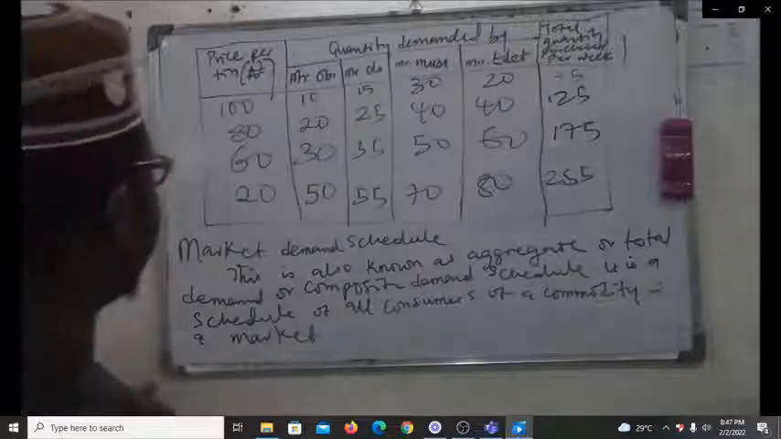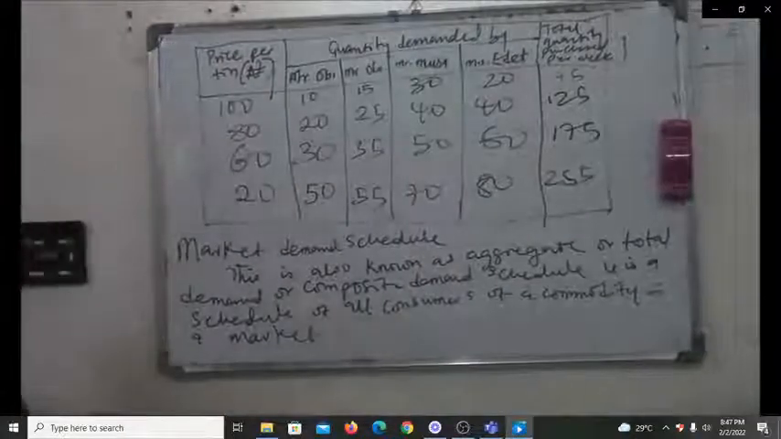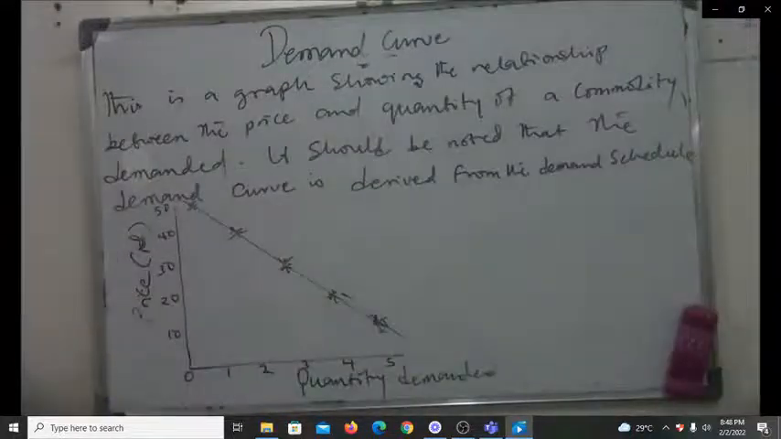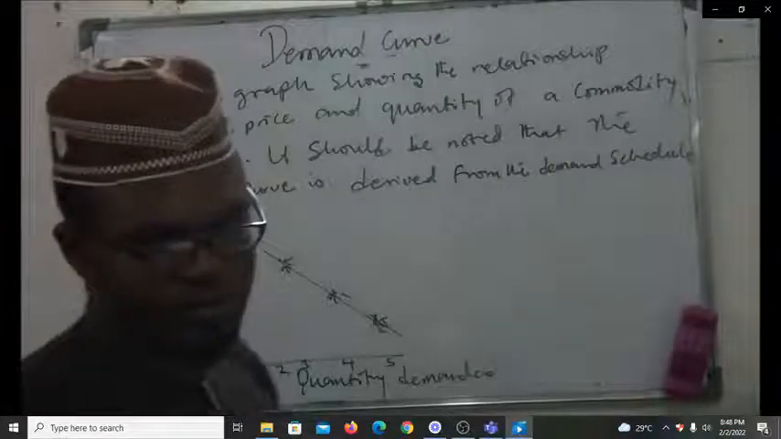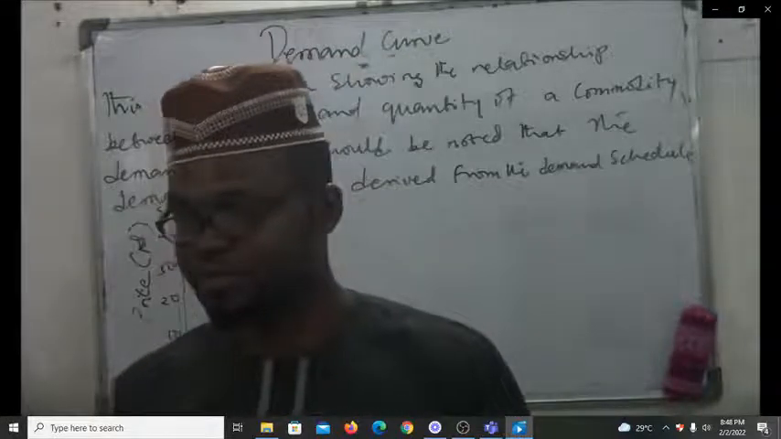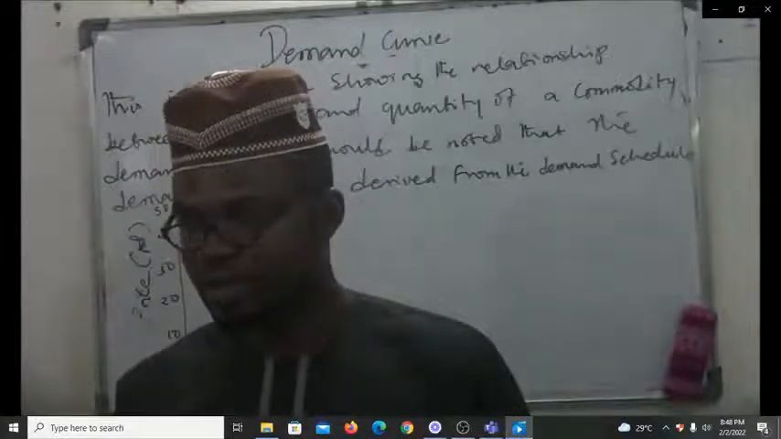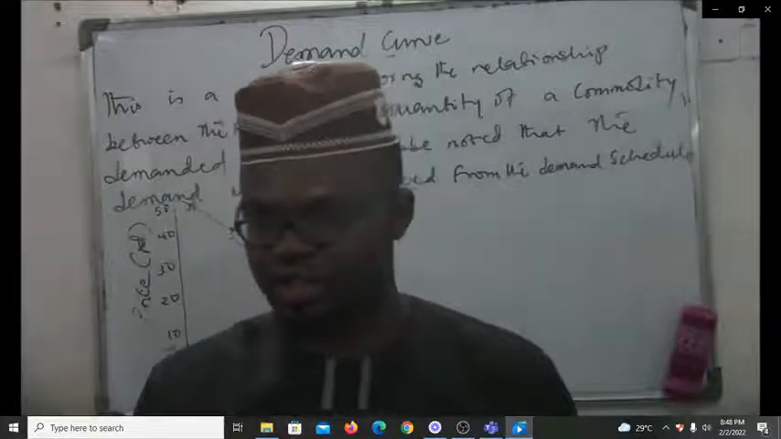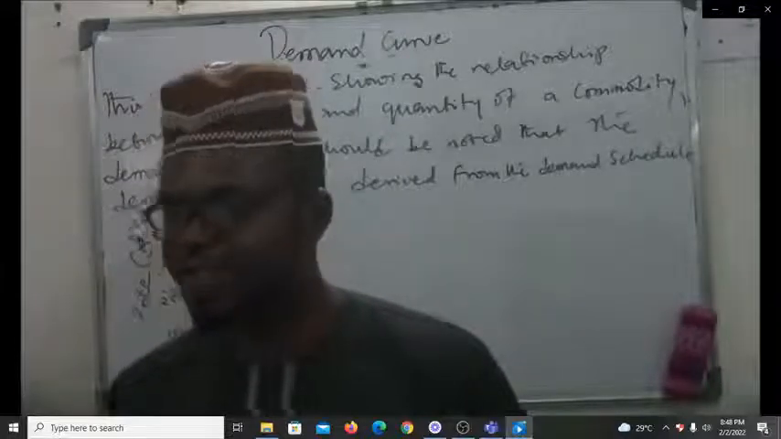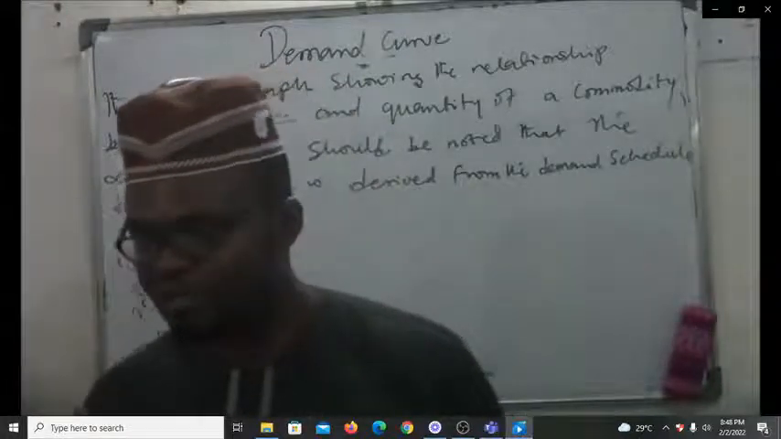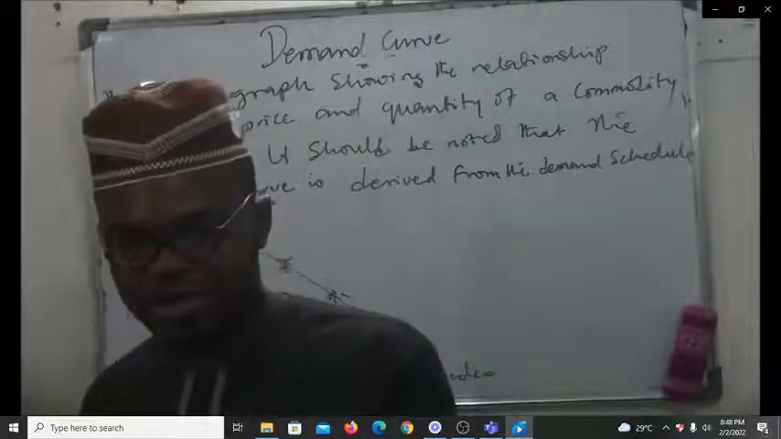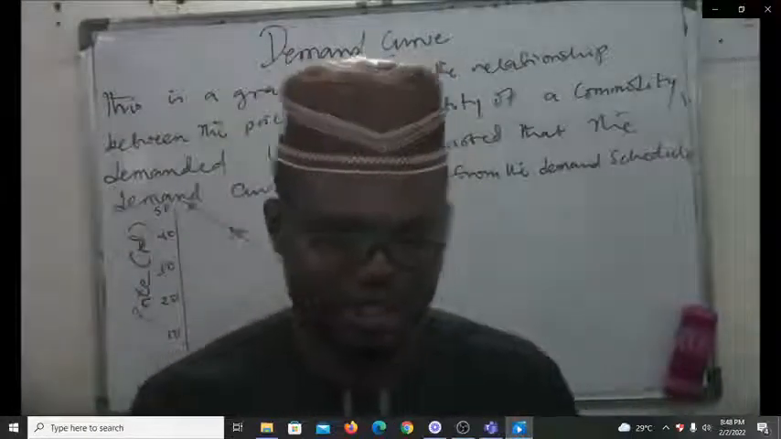Let's draw the diagram for the market schedule. This is the market demand schedule. Good. We looked at demand schedule, and we said that demand schedule is the table that shows the relationship between the prices and the quantity demanded. That's what I said. Once I ask you what is demand schedule, just say table first. Is that clear? The table that shows the relationship between the prices and the various quantities demanded.